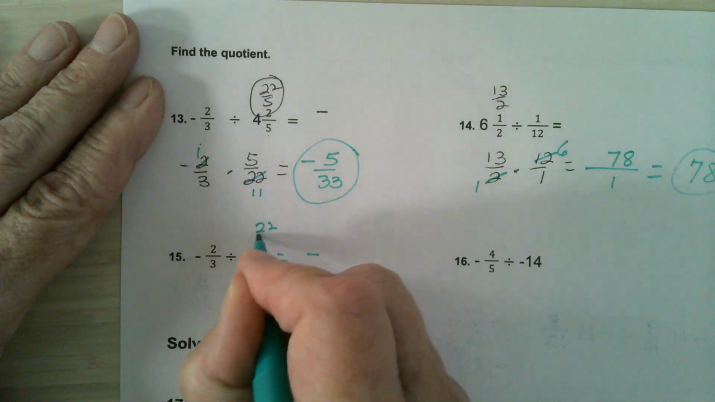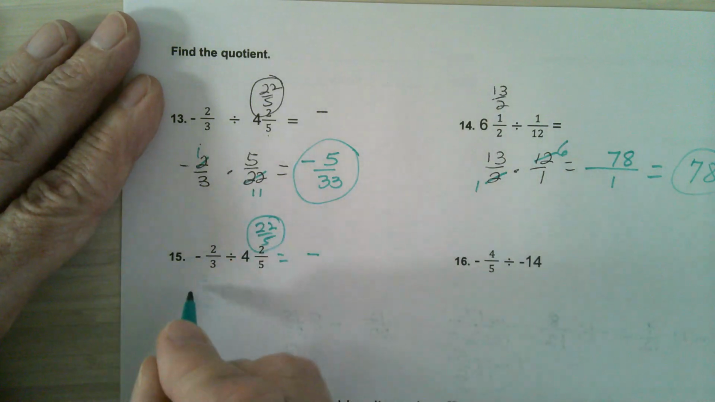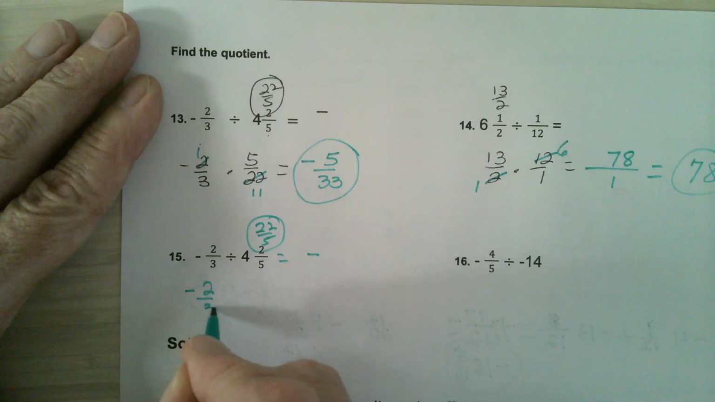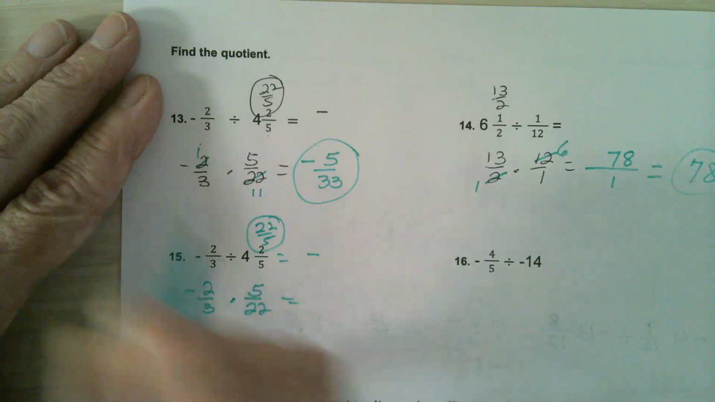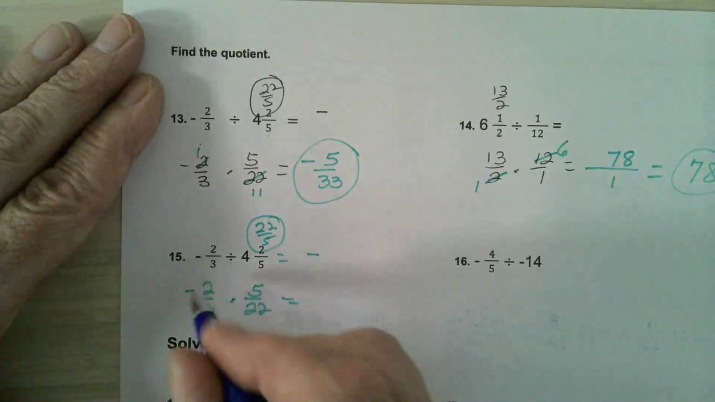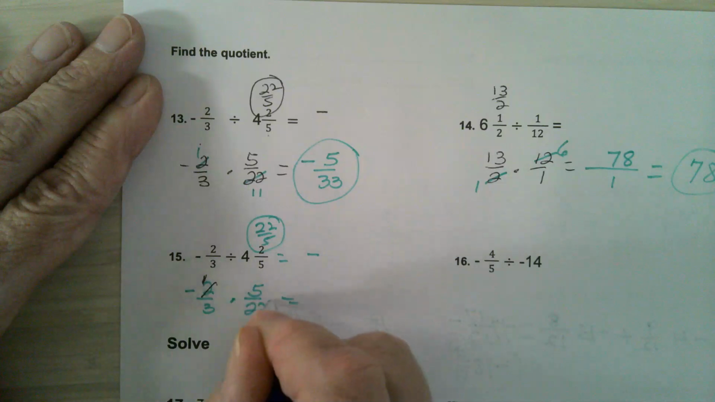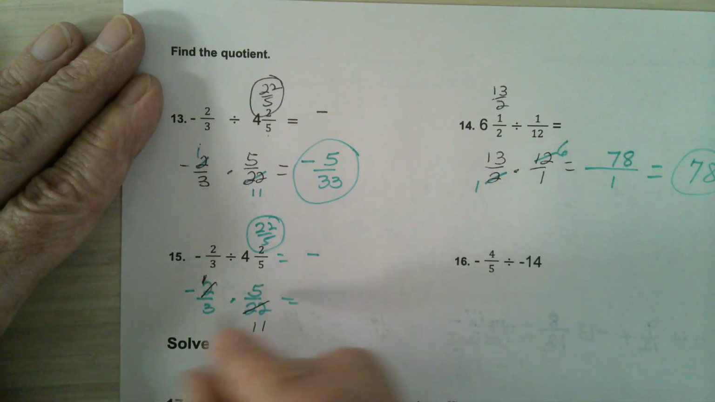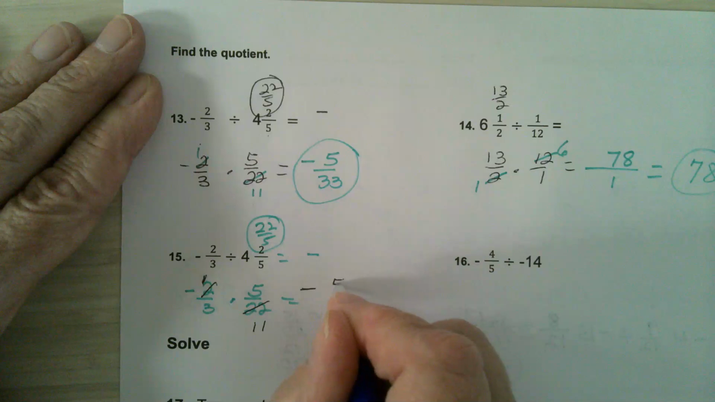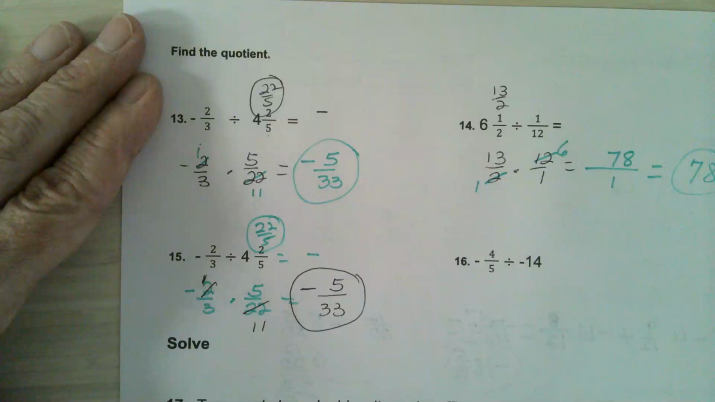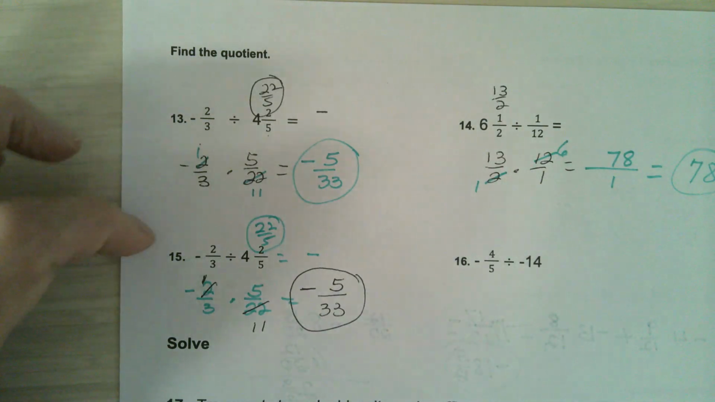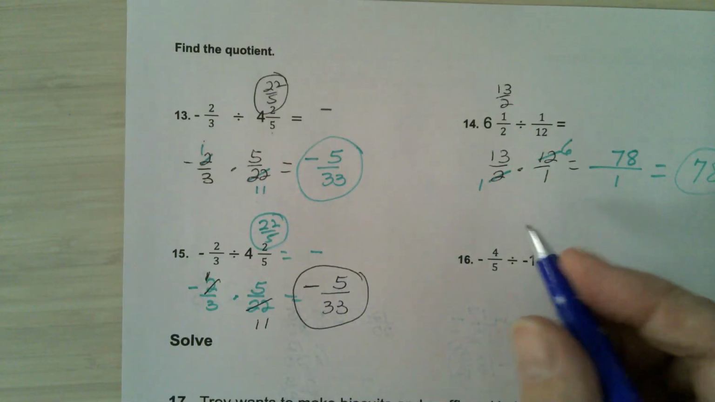Number 15. The answer will be negative. That's 22/5, and I have to flip it. Negative 2/3 times 5 over 22. 2 will go into 2 once. 2 goes into that 11 times. It'll be negative 5 over 33. Any questions? That was one we did earlier, isn't it? Make sure you do it correctly.